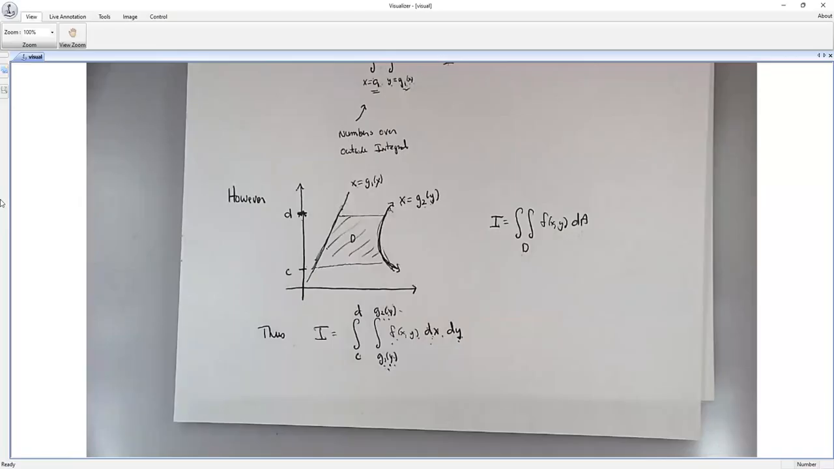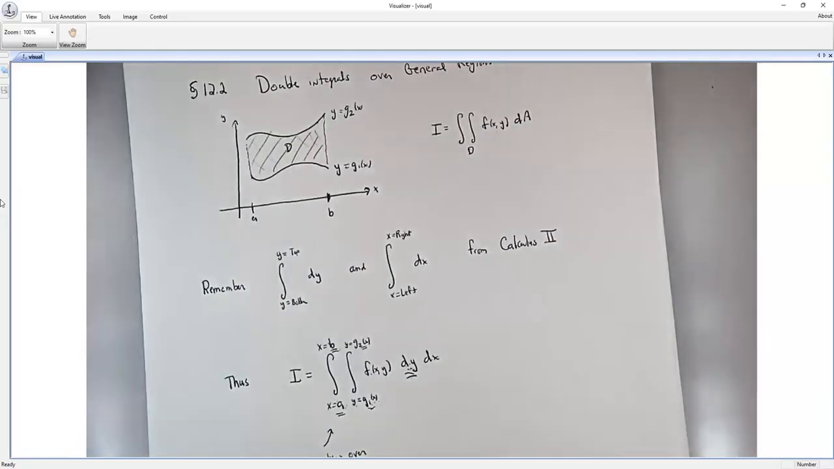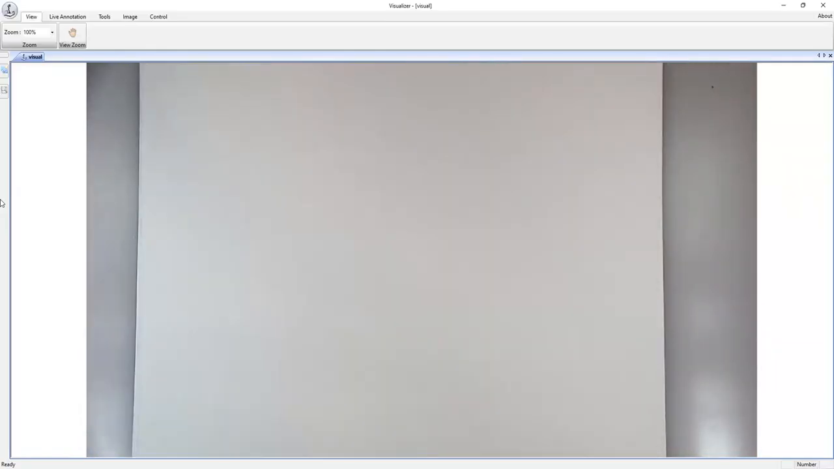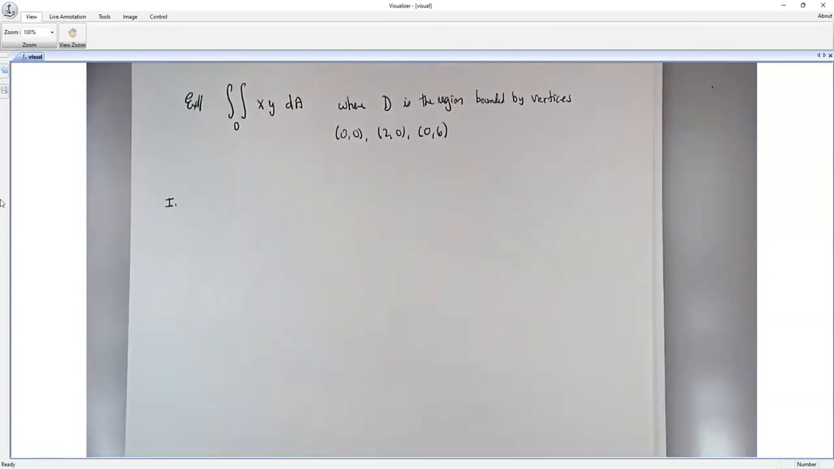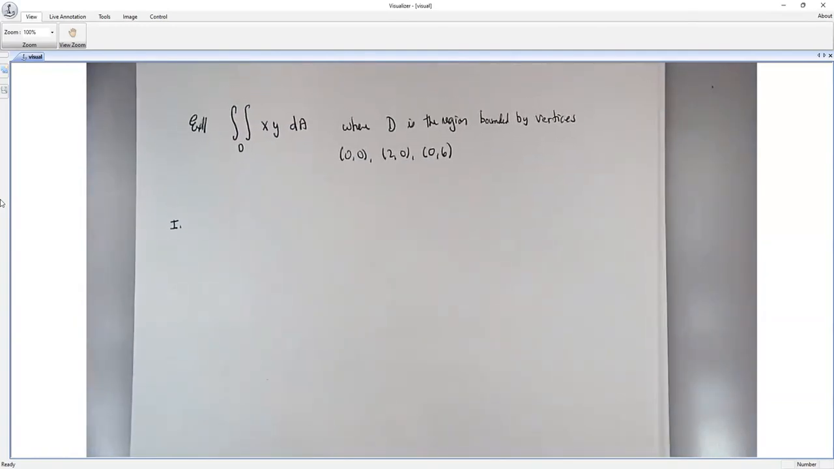So with that being said, let's do a problem, something completely different. Here we go. I want you to integrate over the region D the double integral of x times y dA, where D is the region bounded by the geometric shape, which will be a triangle when we're done, with vertices 0, 0, 2, 0, and 0, 6.